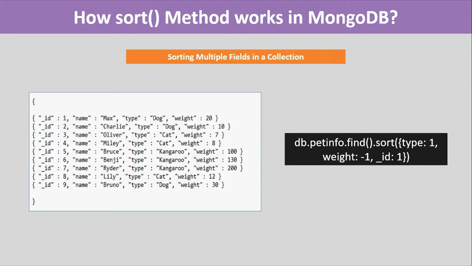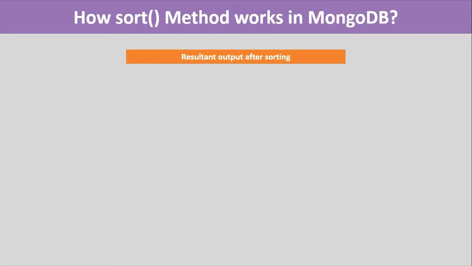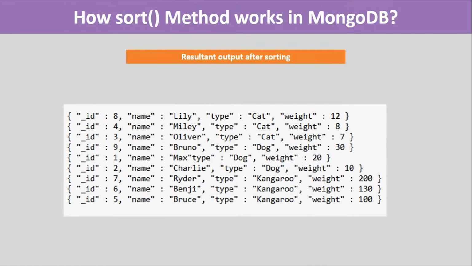And then I'm also sorting the field ID in ascending order, that is, I'm giving it as 1. So when I run this command in the MongoDB shell, this will basically be the output of the collection, right? So let us just understand how it is working.